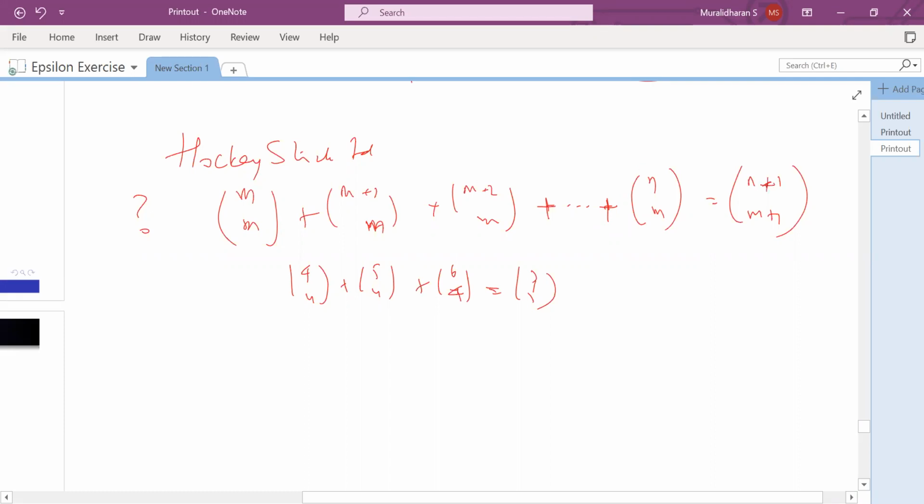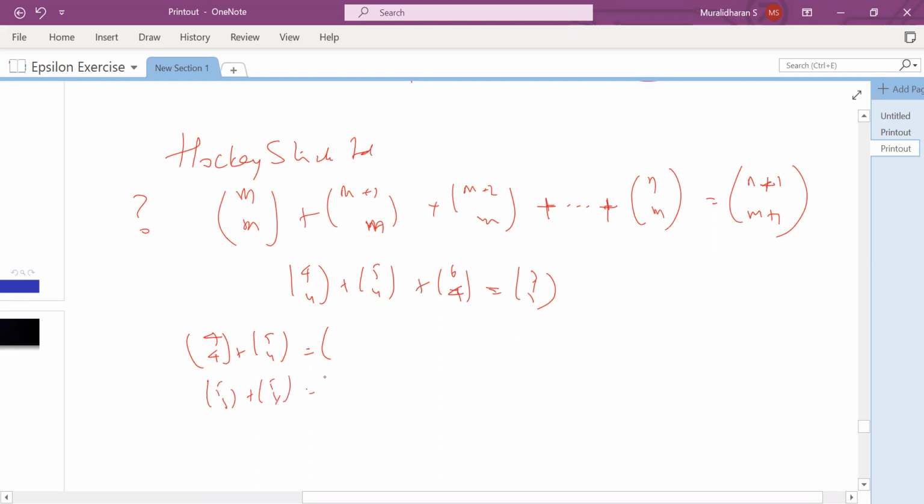4 choose 4 can be written as 5 choose 5. So 4 choose 4 plus 5 choose 4 could be written as 5 choose 5 plus 5 choose 4. I get it now. So basically 4 choose 4 is 5 choose 5, and 5 choose 5 plus 5 choose 4 is in the form n choose r and n choose r plus 1.